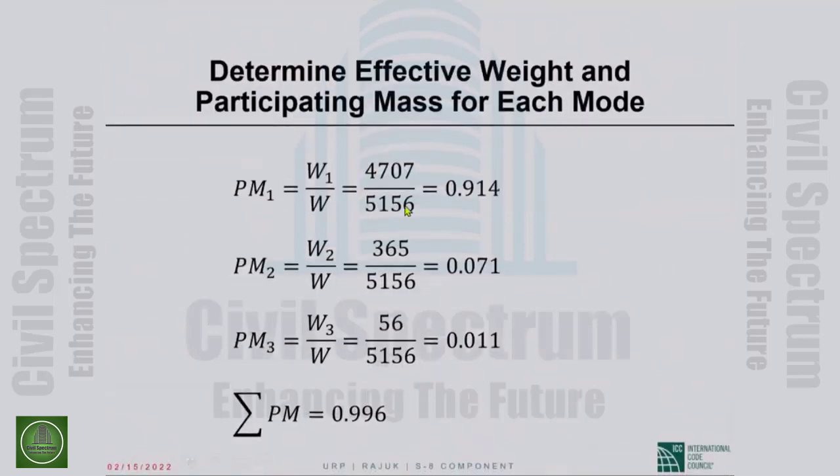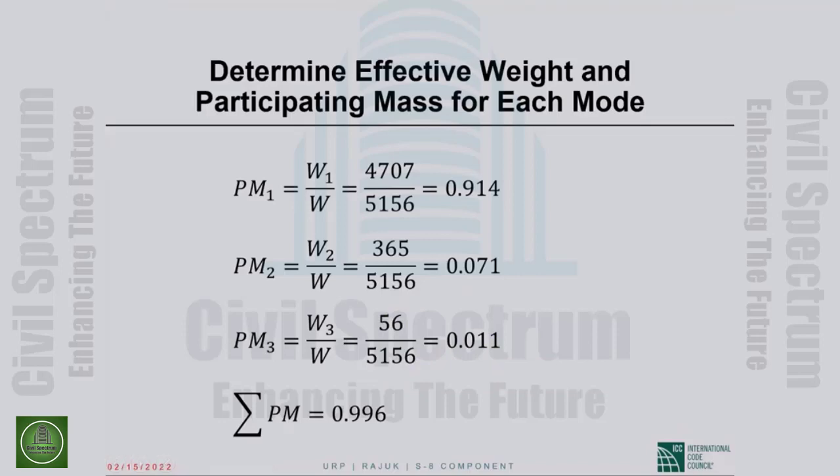Okay, so 51, 57 has become 56 somehow. Okay, so the effective weight: first mode effective weight 4707 divided by 5156 is 91.4%. The effective weight of the second mode divided by the total weight is 7.1%. And the effective weight of the third mode divided by the total weight is 1.1%.